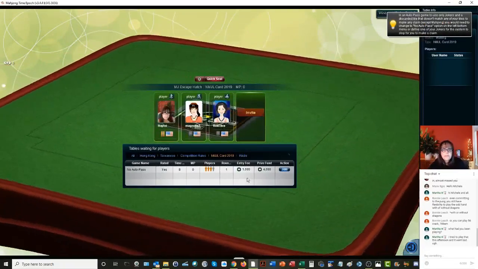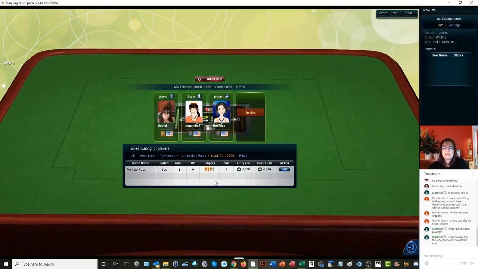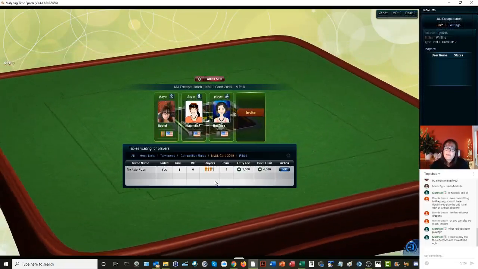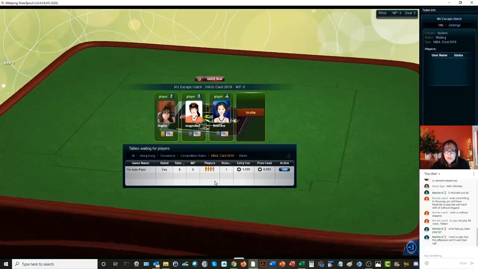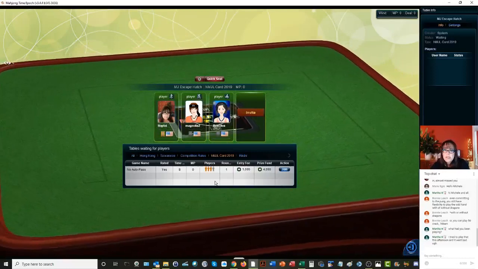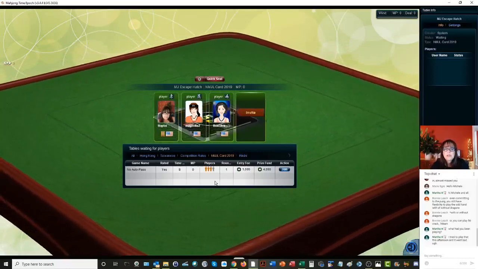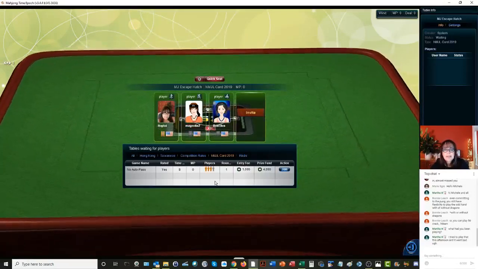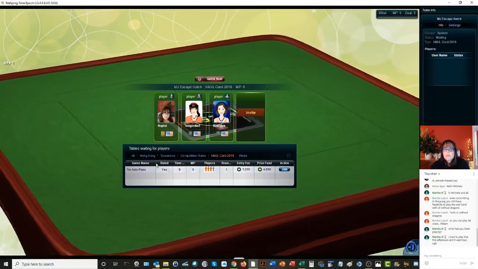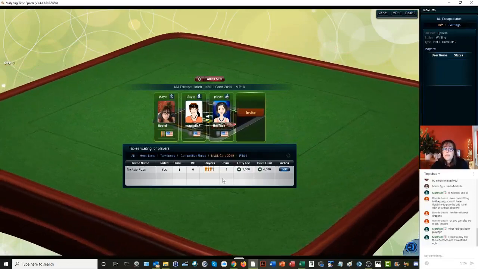Okay, here we go. There is a table available, but it's no auto pass. If you don't know, no auto pass means that the game will prompt you for every discard, and it makes for a long game if people aren't paying attention. So a lot of players don't care for that particular setting. So we'll just wait for a player at this table.